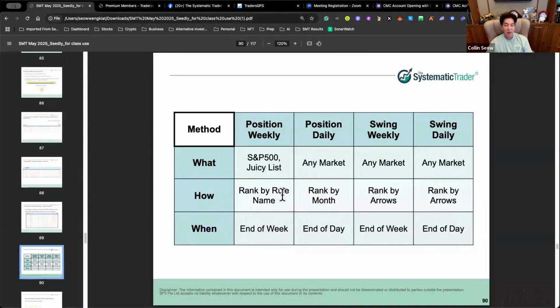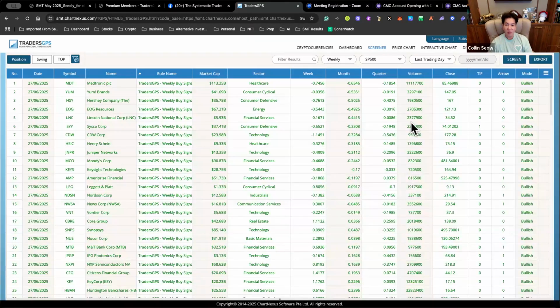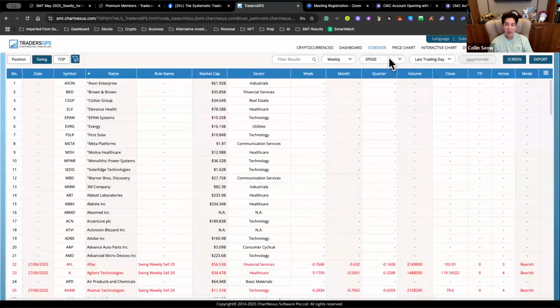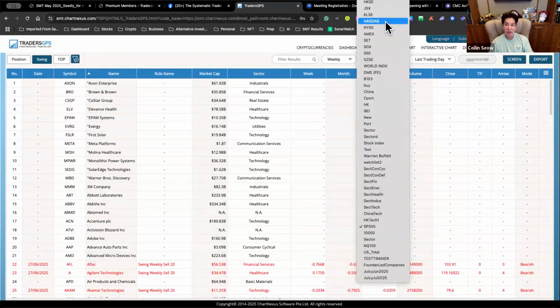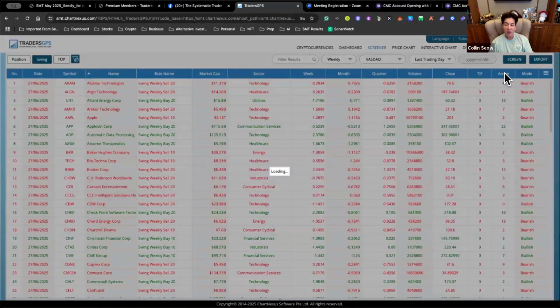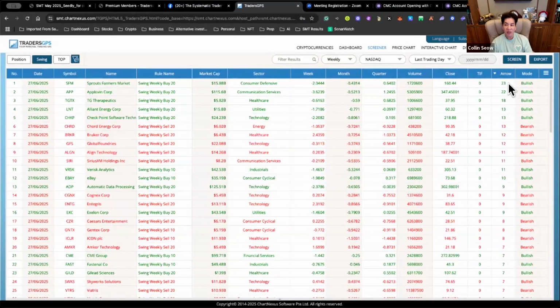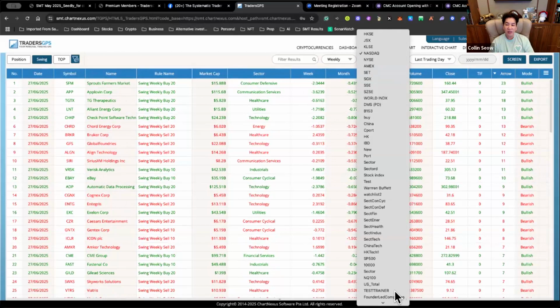Market cap. And then the next one is rank by month, and then the next one, rank by arrows. For swing trade, we always rank by arrows instead of rank by month. For example weekly swing, we are ranking by arrows. The more arrows, the better. The more arrows means the stronger stock. Question: where to find the juicy list is in this list over here.